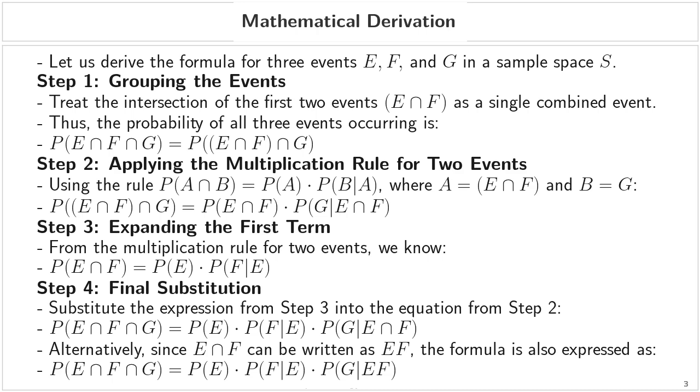Just as a side note, you might see this written more compactly in your textbooks. Since the intersection of E and F can be written simply as EF, the formula is also expressed as the probability of E times the probability of F given E times the probability of G given EF. This is the exact same logic, just written more efficiently.